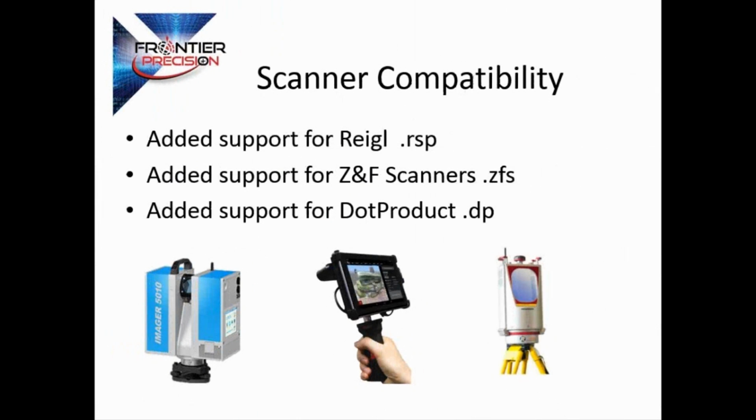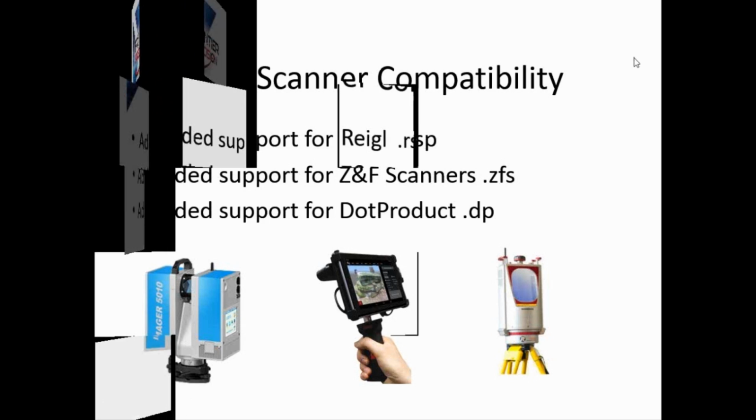They also added some more scanner compatibility. There might be some firms that are using multiple types of scanners, and so now it makes it easier to use Trimble RealWorks as your one-stop processing shop and modeling. So now you can bring in, as you can see here, some of the Riegl, ZNF, or even some of your short-range, like handheld scanners, and you can bring all that data into one spot now. So that's a nice feature.